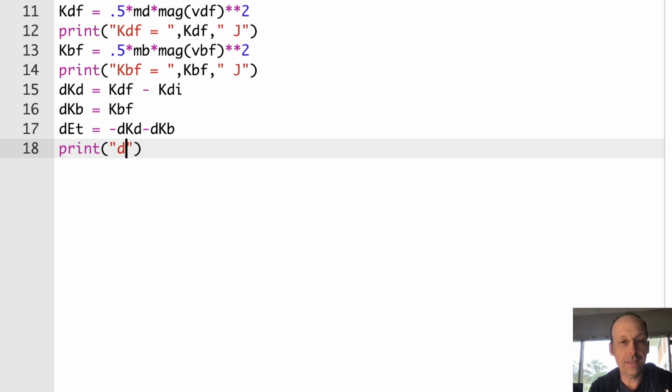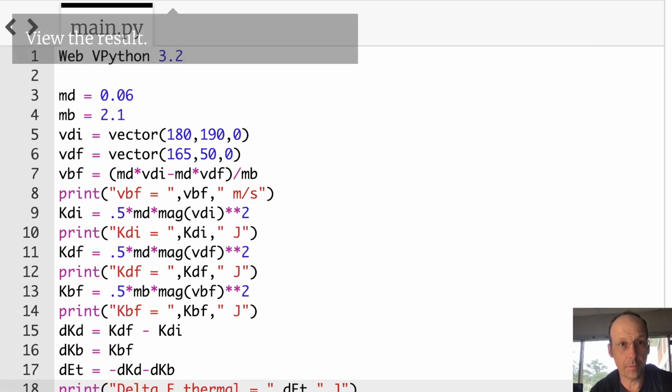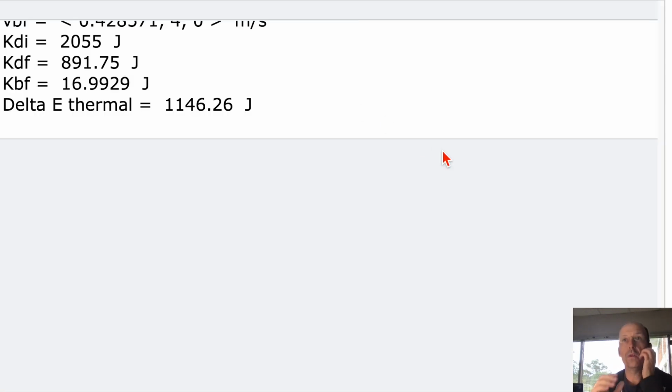Print delta E thermal, DET, joules. If it's not positive, I'm going to be upset. Okay, whew. So that's the increase in thermal energy of the two things together.